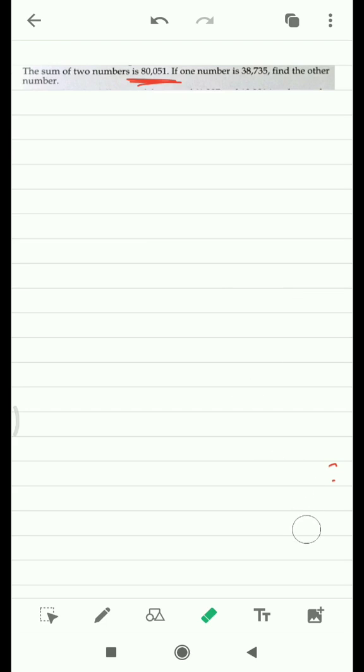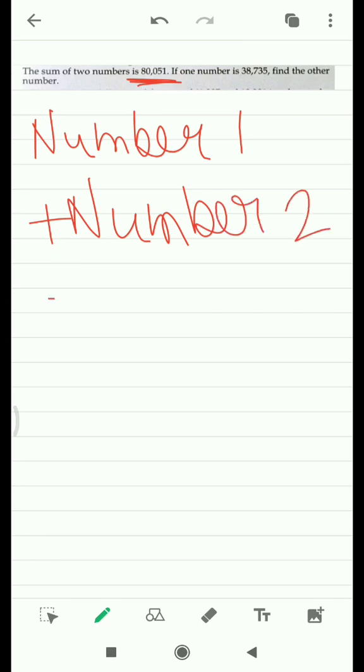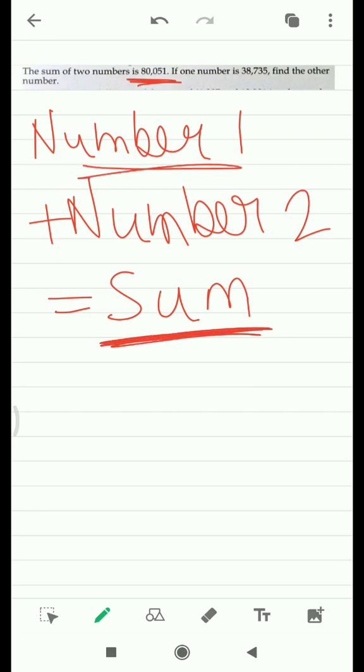If one of the numbers is, since I wrote like this now, this is a place for number 1, and we are adding number 2, and then we get the sum, right? And your sum will always be greater than both these numbers.